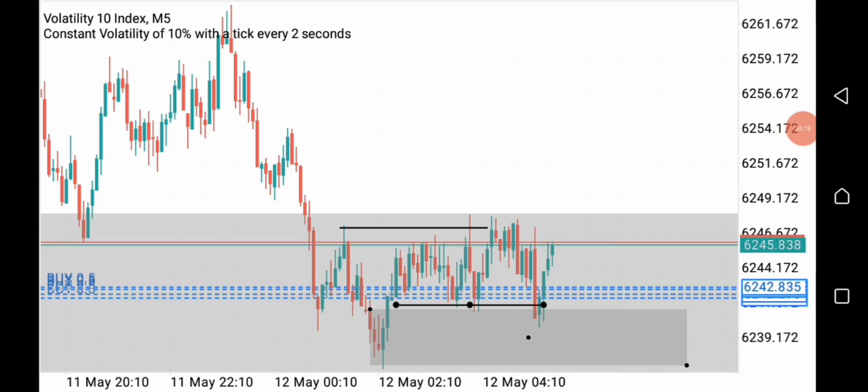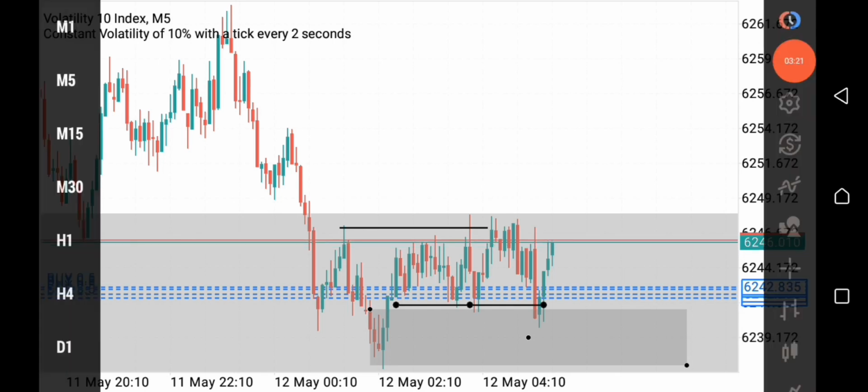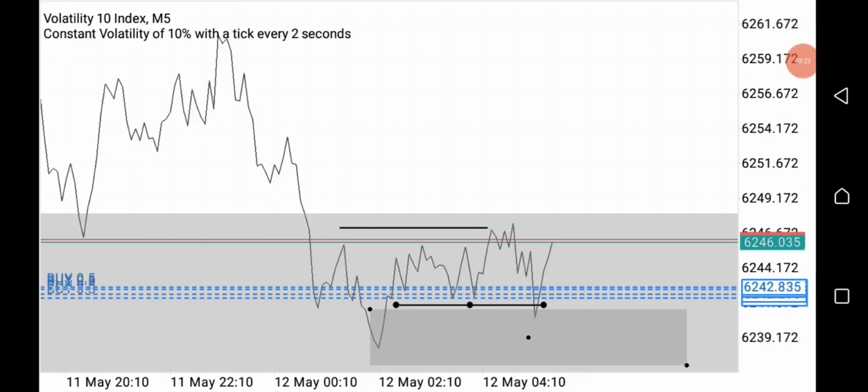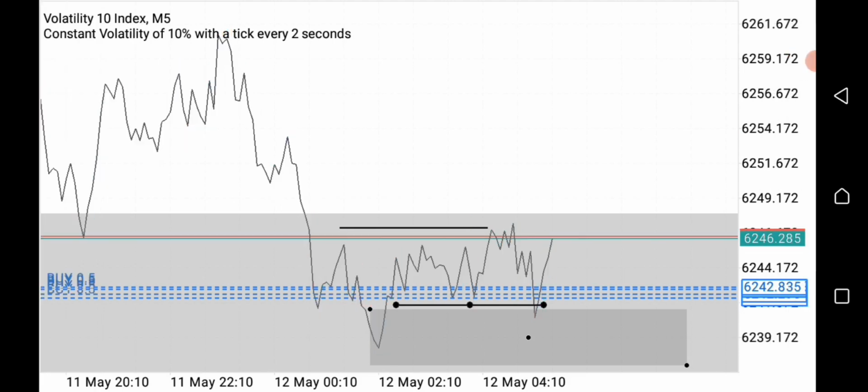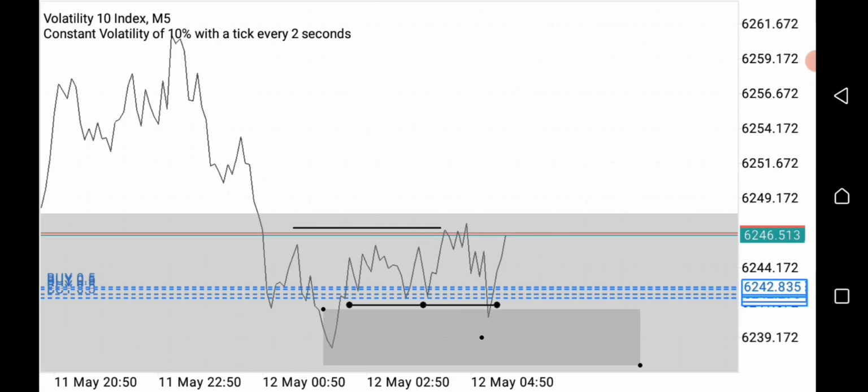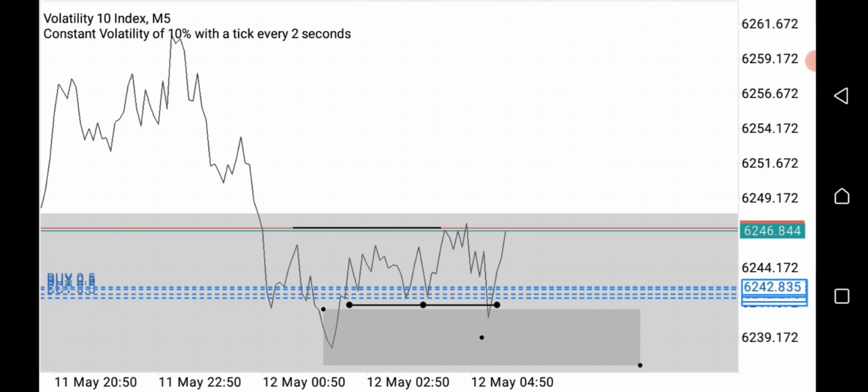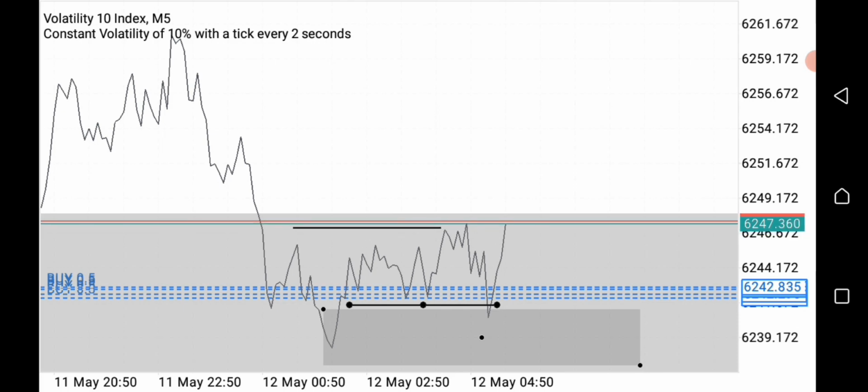Another confirmation is if I change this to line chart, you see the whole thing clearer. I believe you are seeing this already. Actually I'm seeing this QM pattern here. Even right now, I'm expecting a little pullback. Okay, let's see how that goes.